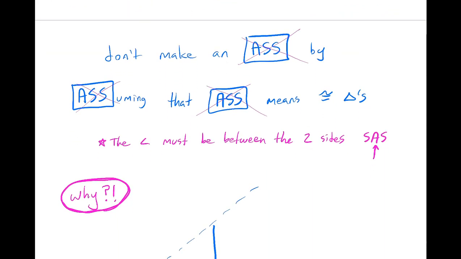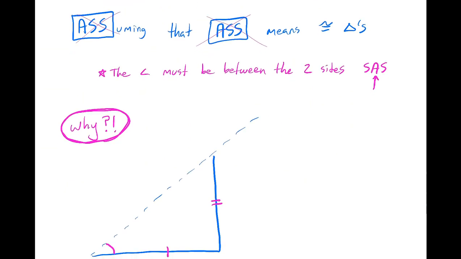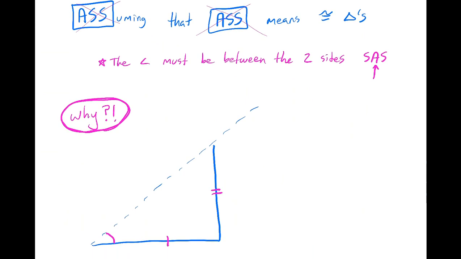Now, here's one that does not work, okay? So don't be an ass by assuming that ASS means triangles are congruent, okay? So that's funny, right? Like, assuming makes an ass out of you and me is the classic pun. Okay. So the angle must be between the two sides, SAS. That's what we just did.